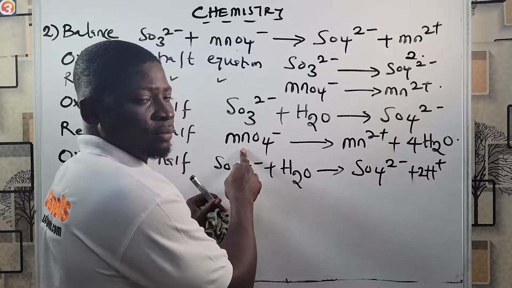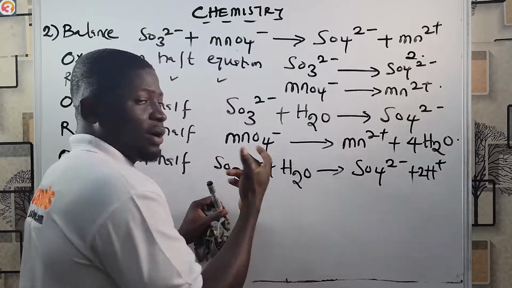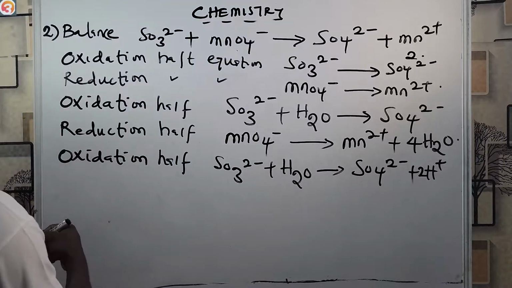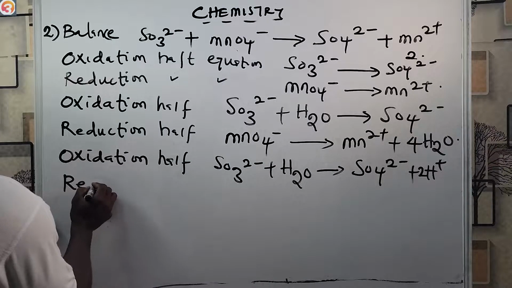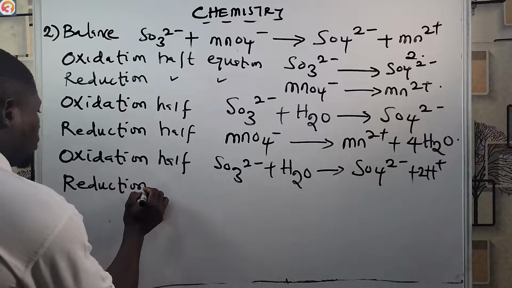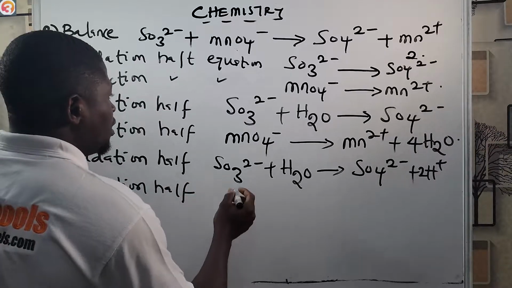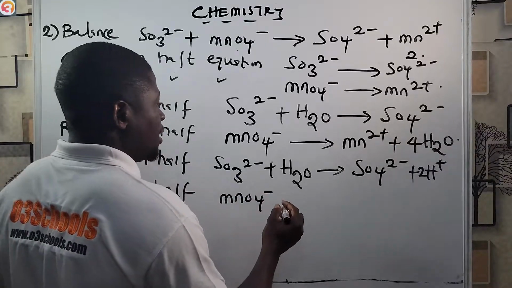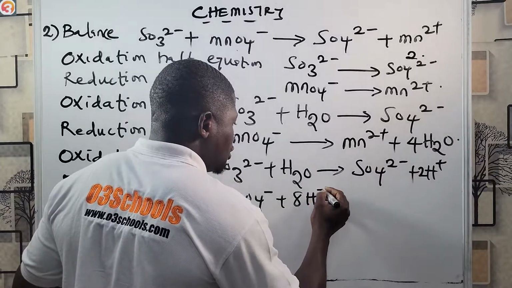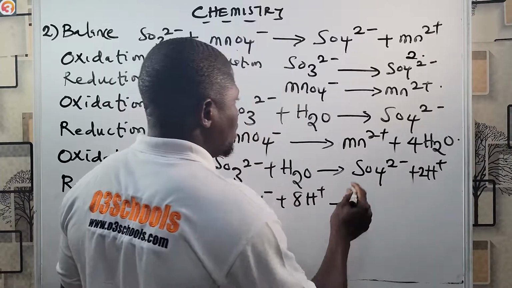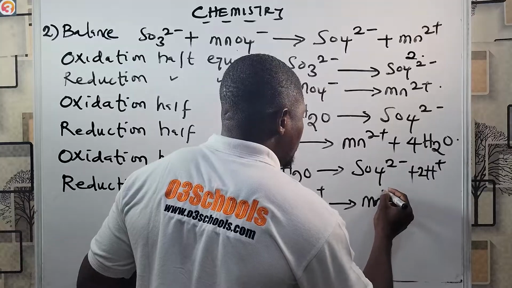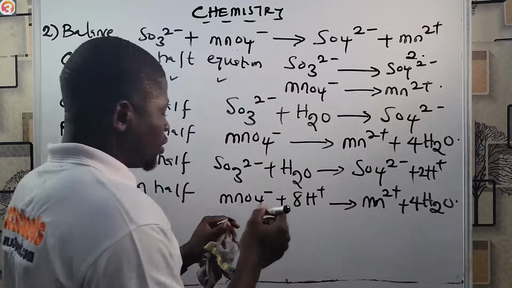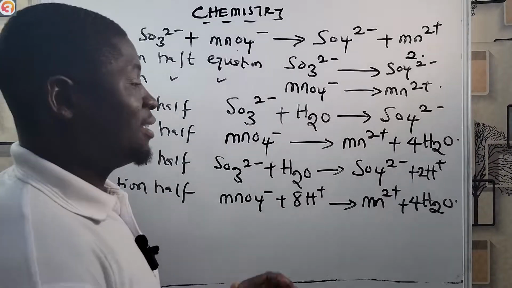Now for the reduction half, we have 8 atoms of hydrogen here. Here we don't have any. 4 times 2 is 8. So we add 8 atoms of hydrogen to the left hand side. So for the reduction half again, I'm going to have MnO4-, plus 8H+ to give us Mn2+, then plus 4H2O. So we have balanced oxygen, we have balanced hydrogen.